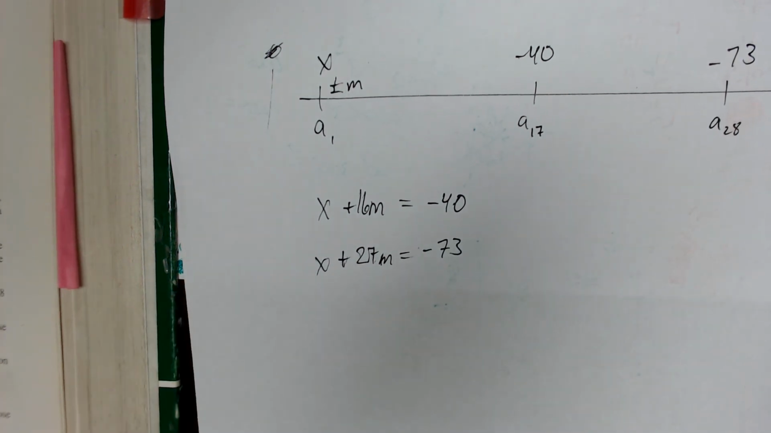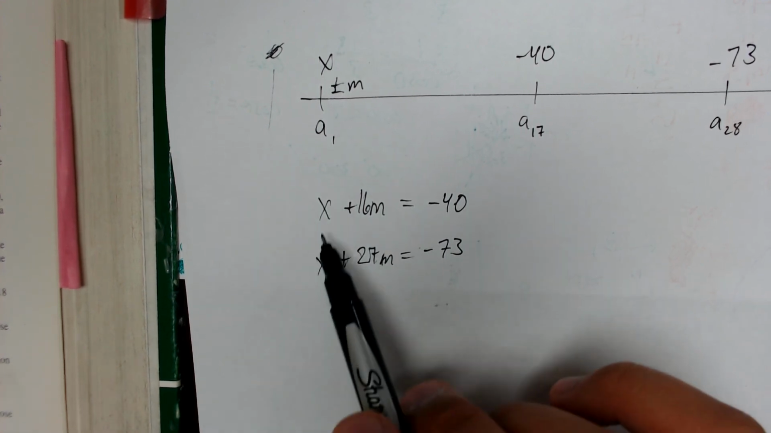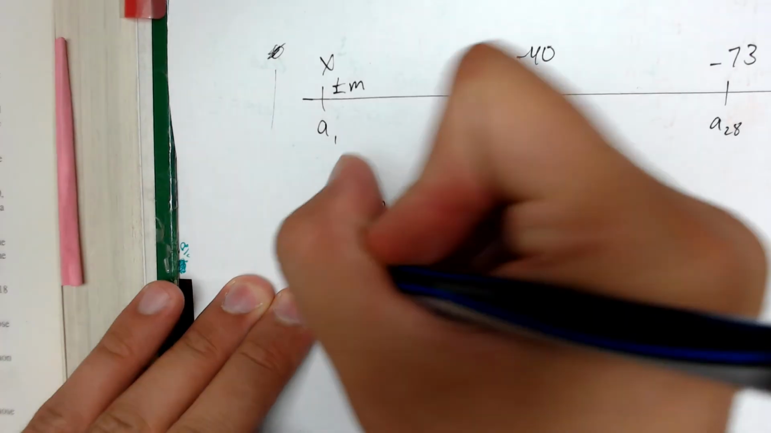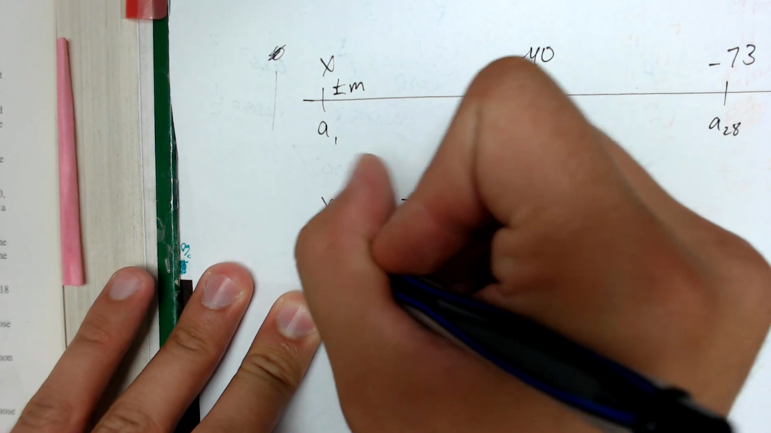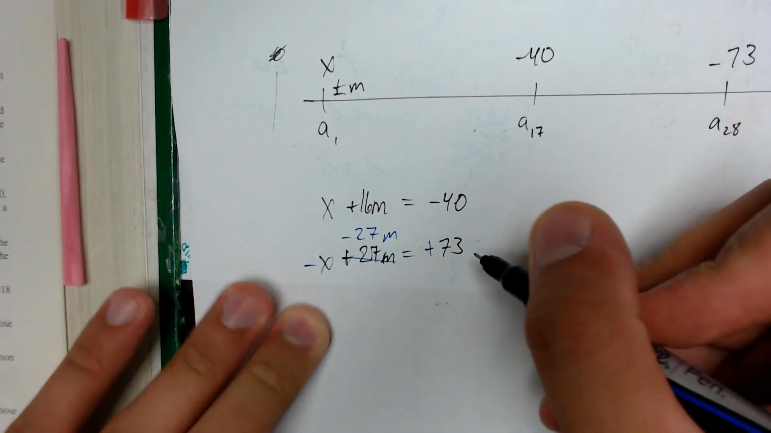Okay. So from here, now we have 2 equations. We can either substitute or eliminate, or we could use Cramer's rule. We can use matrices, whatever we want to do. But I see really quick here that it's really fast to eliminate. All I have to do is change all the signs in one of the equations. So I'm going to make this a negative. This will become negative 27, and this will become positive 73.